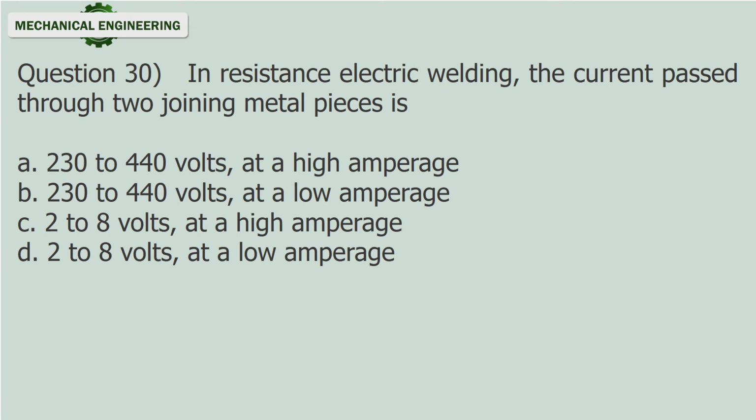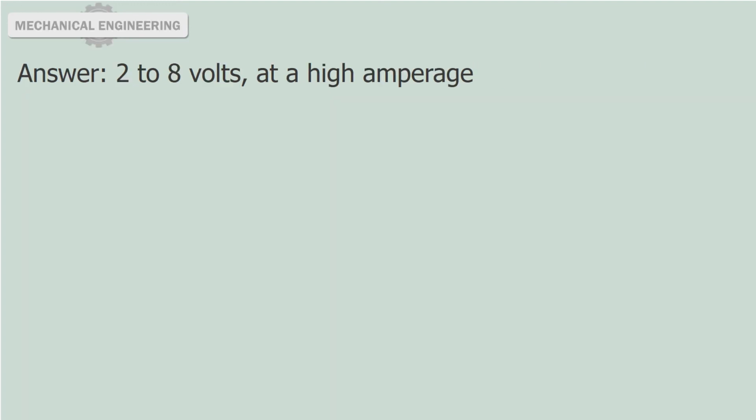Question 30. In resistance electric welding, the current passed through two joining metal pieces is A. 230 to 440 volts, at a high amperage. B. 230 to 440 volts, at a low amperage. C. 2 to 8 volts, at a high amperage. D. 2 to 8 volts, at a low amperage. Answer: 2 to 8 volts, at a high amperage.